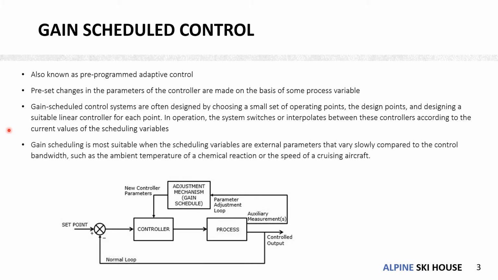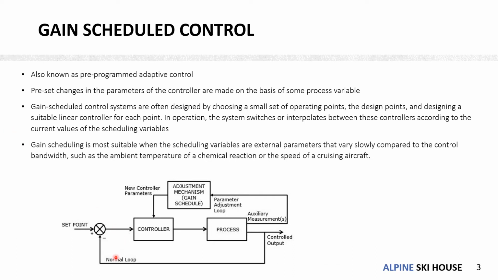Now, the gain scheduling is most suitable when the variation in the variables is very slow. For example, the ambient temperature of a chemical reaction or the speed of a cruising aircraft. In the case of an aircraft, different controls are assigned based on the altitude of the flight as well as the Mach number. So, for a given set of Mach number and altitude, a particular control is assigned, that is already pre-programmed.